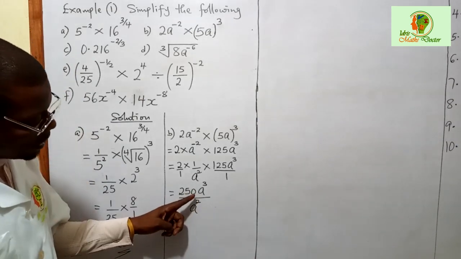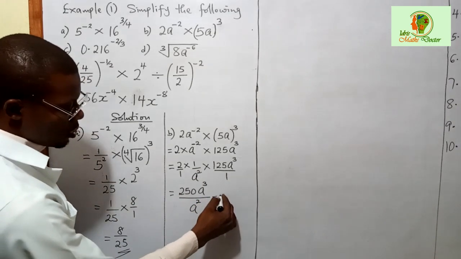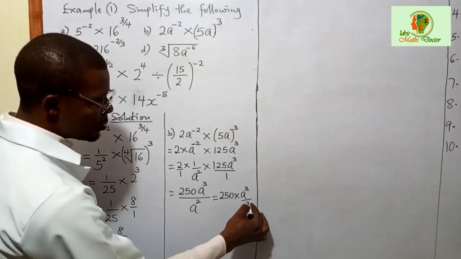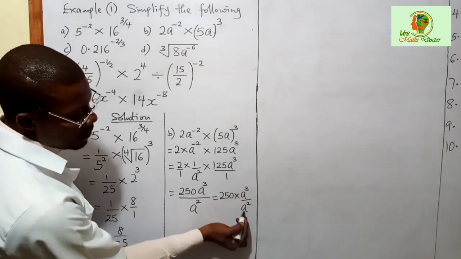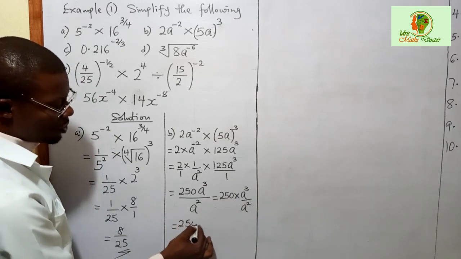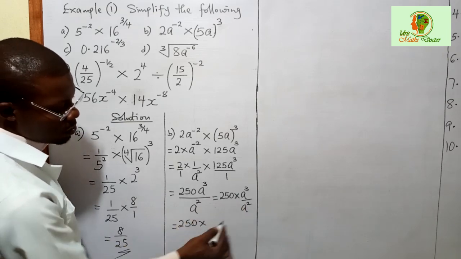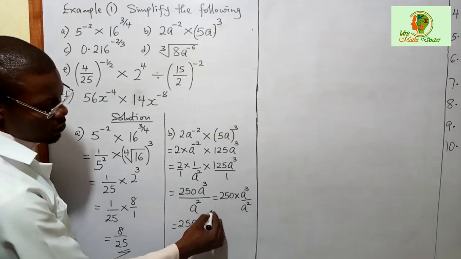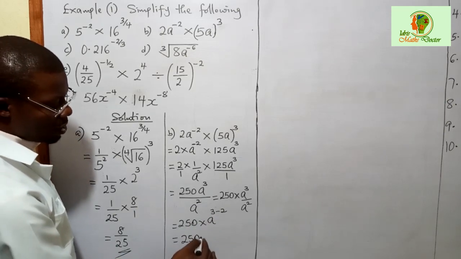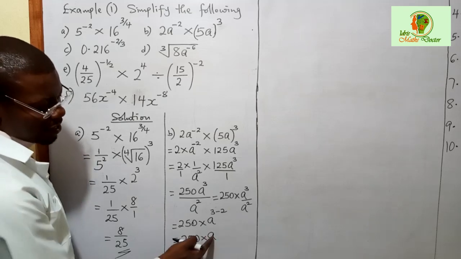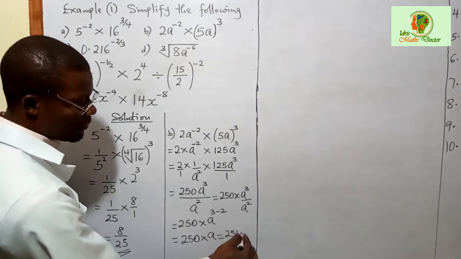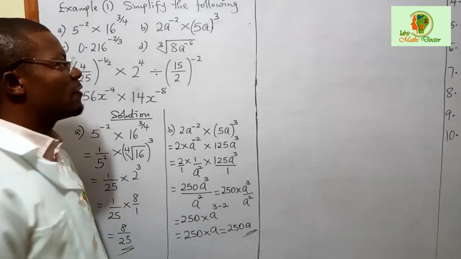Now, here we are having A raised to power 3. This can also be written as 250 times A raised to power 3 all over A raised to power 2. So we can apply law number 2 because this is a division sign. Remember, if the bases are the same, we pick 1, and if the sign is division, we subtract the power. So that gives us 3 minus 2, and that will give us 250 times A raised to power 1. Anything raised to power 1 remains the same, so there is no need of putting the power 1. If you multiply this out, the answer is 250. So the answer is C.